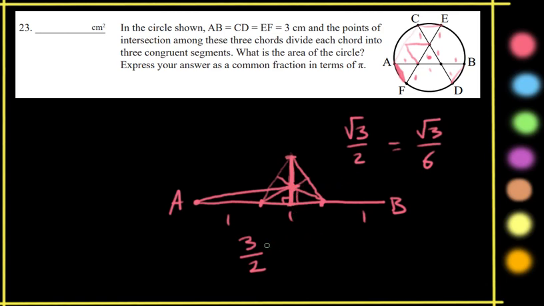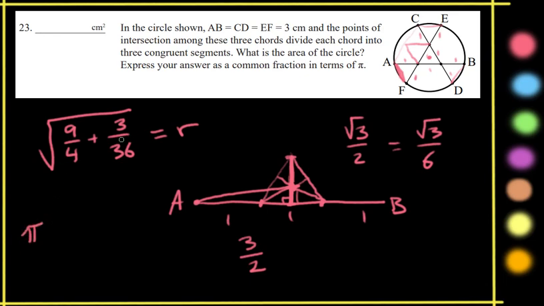All right, so now we just need to use the Pythagorean theorem. We've got 3 halves squared is 9/4 plus √3 over 6 squared. That'll be 3 over 36. And then we need to take the square root to get the radius. But we're actually not interested in the radius. What we're interested in is the area. The area is going to be pi times the radius squared. The radius squared, we can get rid of the square root, and that's just going to be 9/4 plus 3 over 36, which is 1/12.